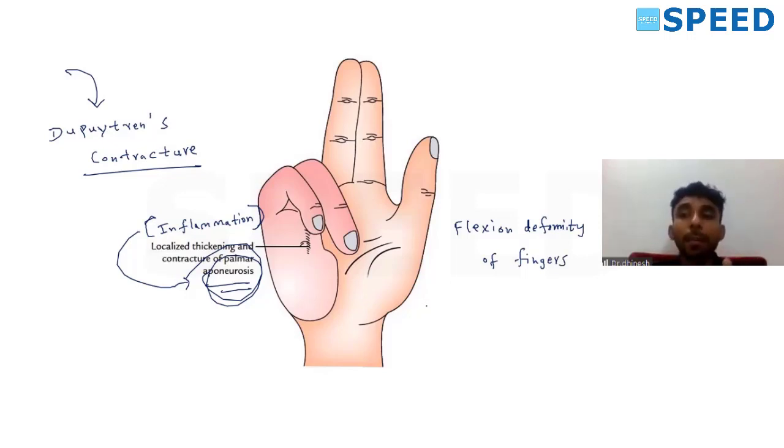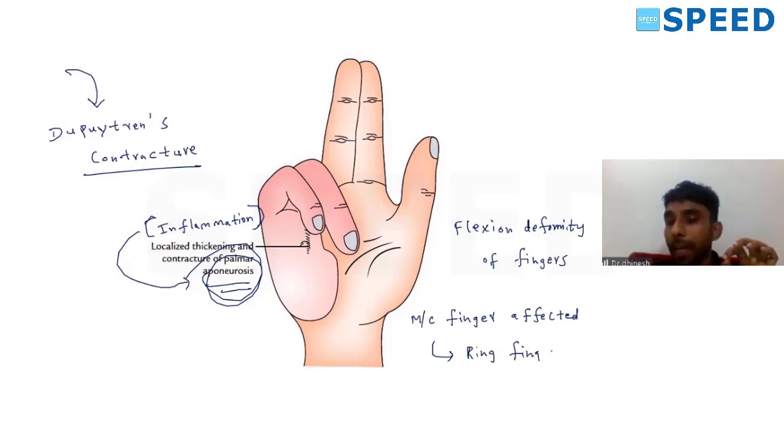Another possible question from this topic, palmar aponeurosis, that is Dupuytren's contracture: which is the most common finger affected in this condition? The most common finger affected in Dupuytren's contracture is the ring finger. Ring finger and little finger both may get affected commonly, but the most common is the ring finger.